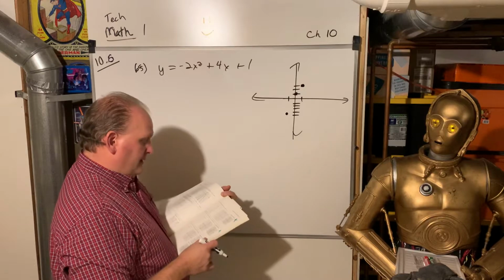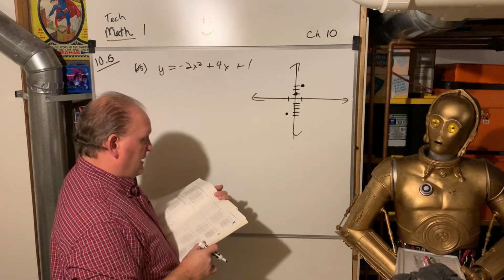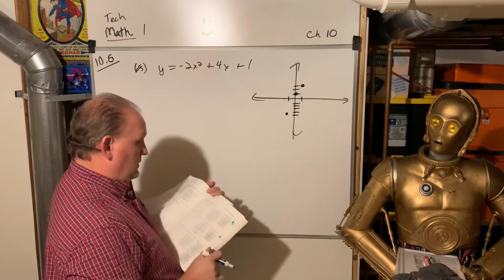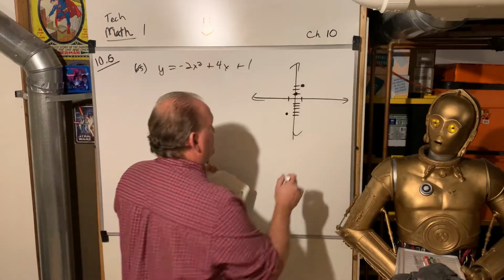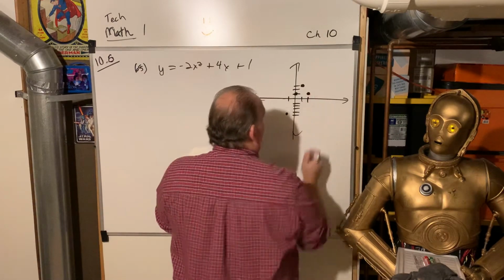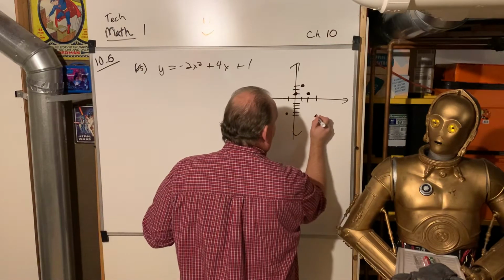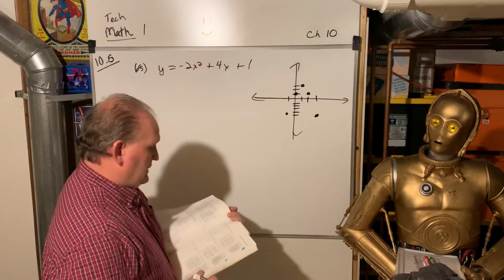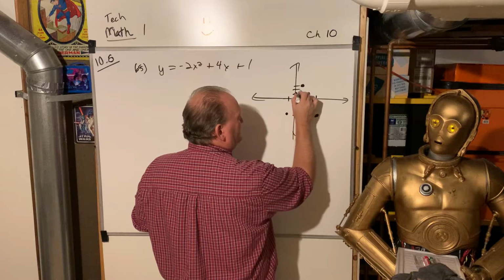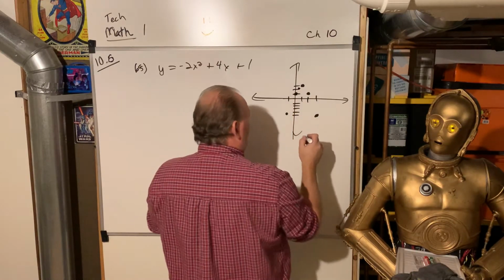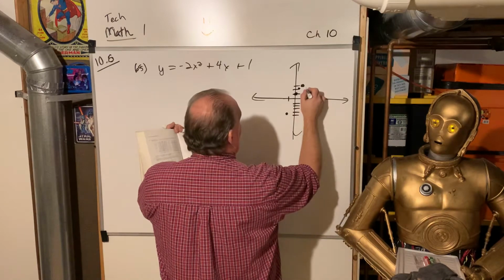Okay, and what else do we have here? We've got (2, 1), (3, -5). And then they did (1/2, 2.5). That's a weird point, huh? 1/2 and then 2.5. It's like right there. And then they did 1.5, and that's also 2.5. That's right there.